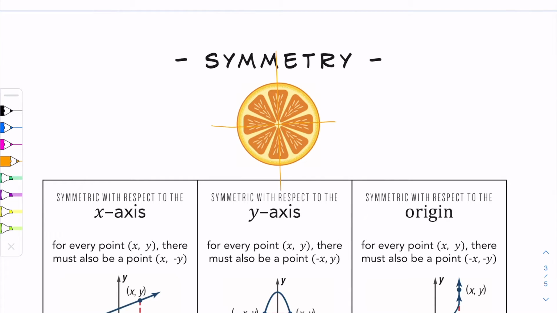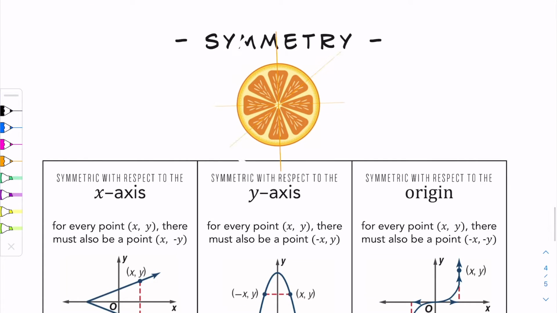Also, we could draw a line here, have the same thing. We could draw a line here, same thing. So this orange peel has multiple lines of symmetry. Not all graphs have multiple lines of symmetry, but this is a good example of what symmetry is.